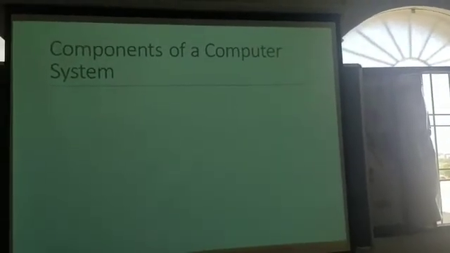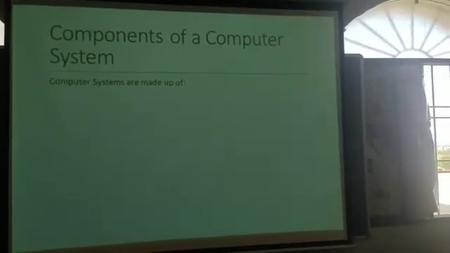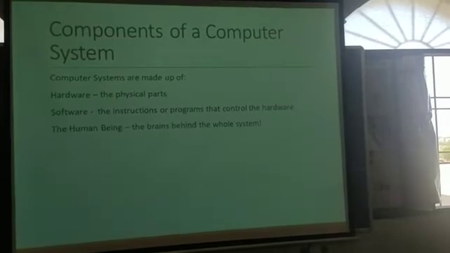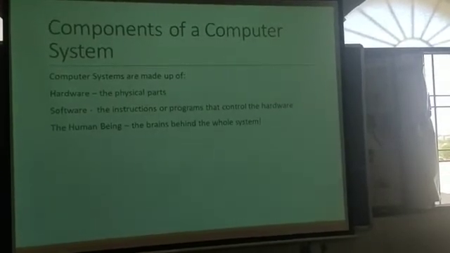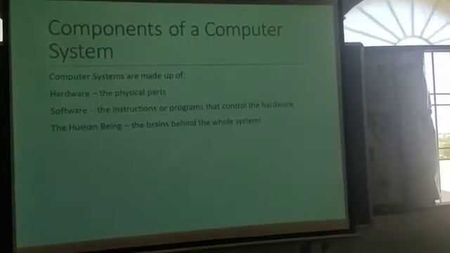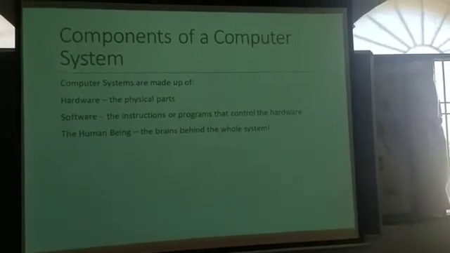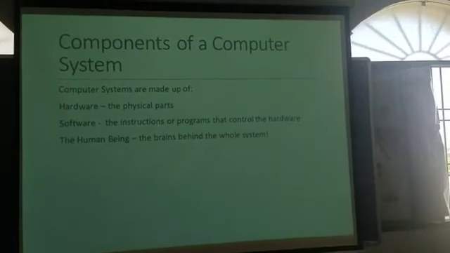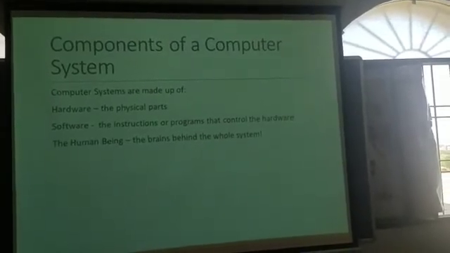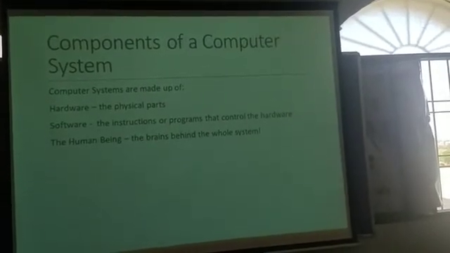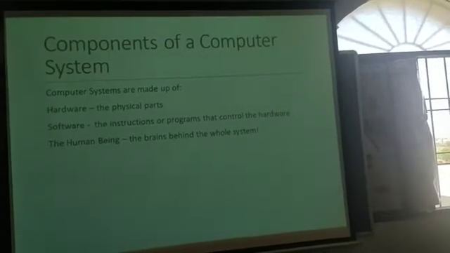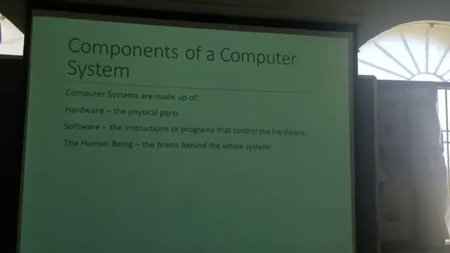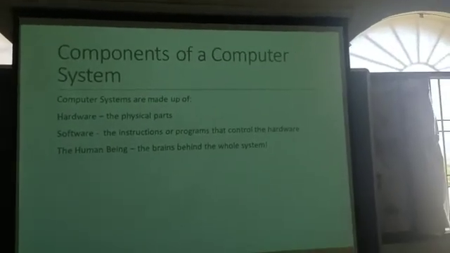Components of a computer system. Computer systems are made up of hardware, software, and the human being, the brains behind the whole system. You can compare them to the parts of the human body. Hardware is like hands and legs. In the same way, hardware is the physical parts: monitor, keyboard, mouse, projector, printer. The things which you can touch and see are hardware.